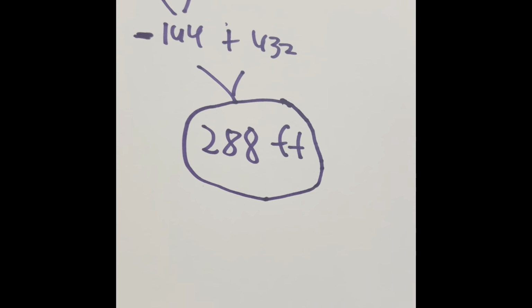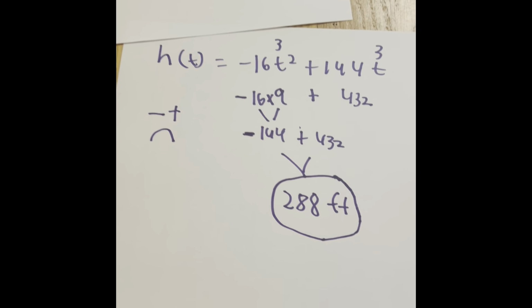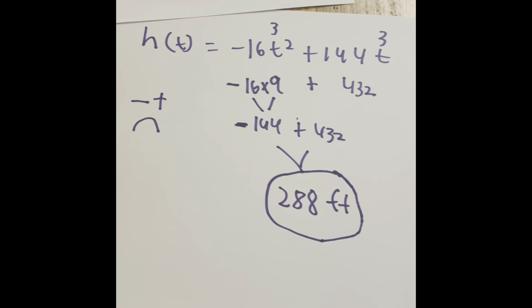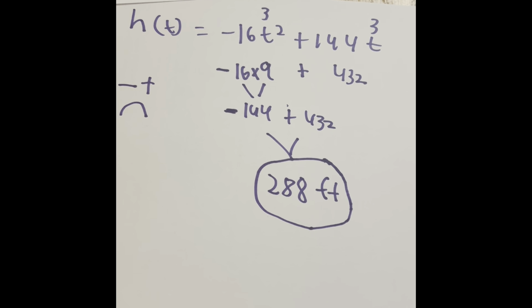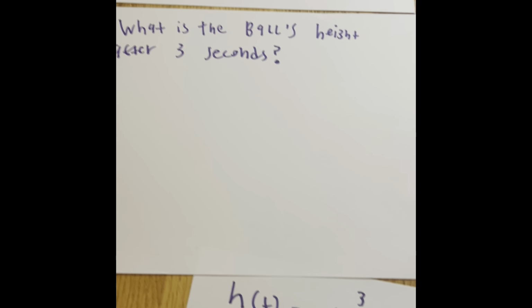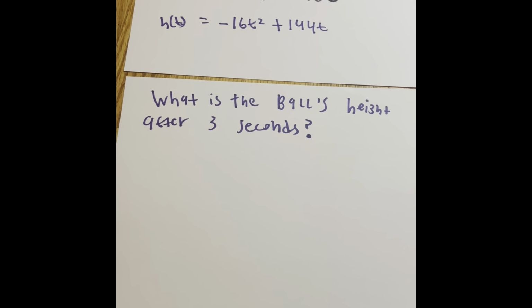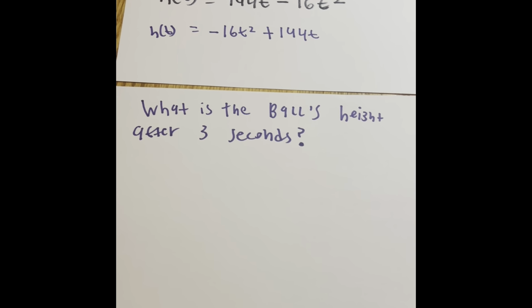That is how high the ball goes when you throw it up in the air for 3 seconds. There's not really much physics involved; this is just the math part. So if t was 3, then h represents 288. Now let's look at the next problem. That one was a little bit easy because all you had to do was put 3 into the equation to find h.